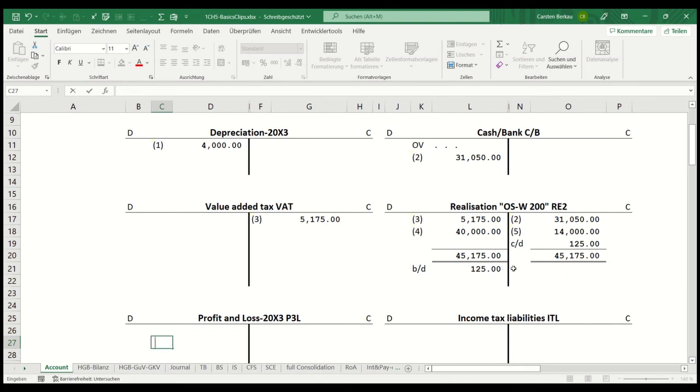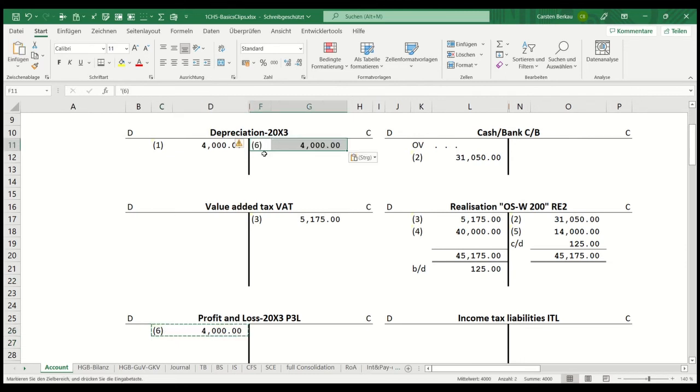Next, I record profit and loss. I start with depreciation. Bookkeeping entry number 6 is a debit entry to the extent of 4,000 euros, and I credit the depreciation account. The next step is to transfer the loss on disposal to profit and loss, which is done by bookkeeping entry number 7. I credit the realization account and I make a debit entry in profit and loss.